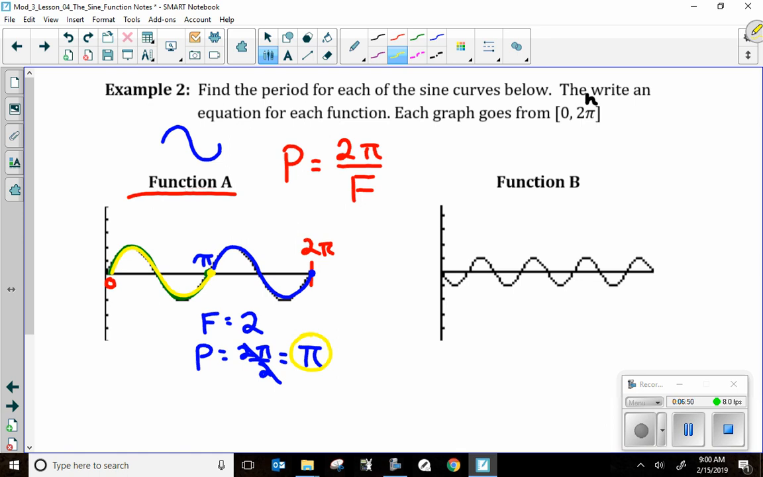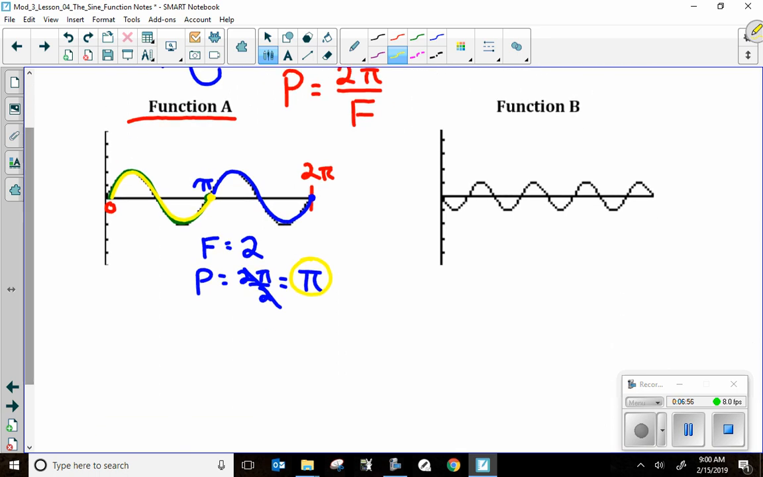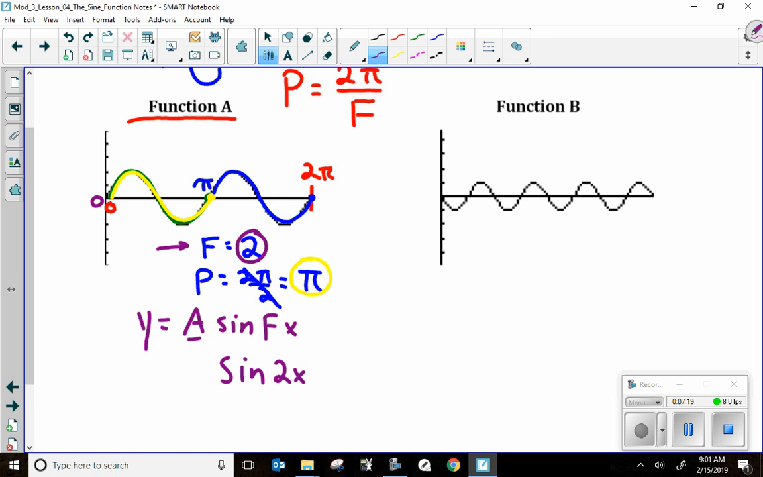The second thing is we need to write the equation for this. And that really is much simpler than you think, especially now that we figured out what the frequency is. Because remember, it's going to be y equals the amplitude in front of sine, the frequency in front of the x. Now, this isn't up or down. The midline is still at y equals 0. What we need to figure out, we know the frequency is 2. That goes here. What's the amplitude?